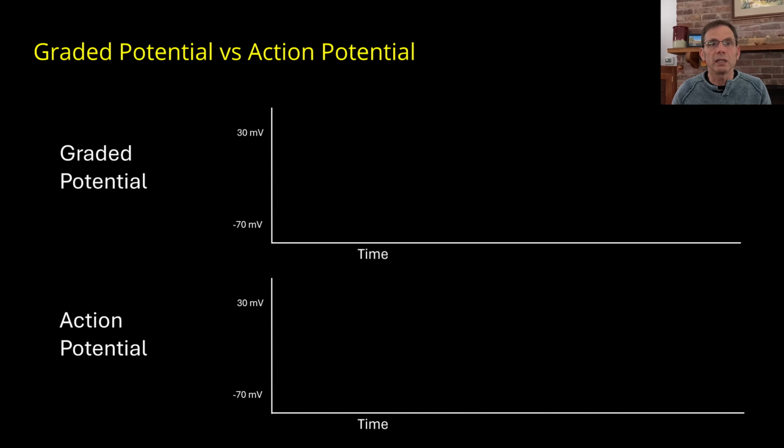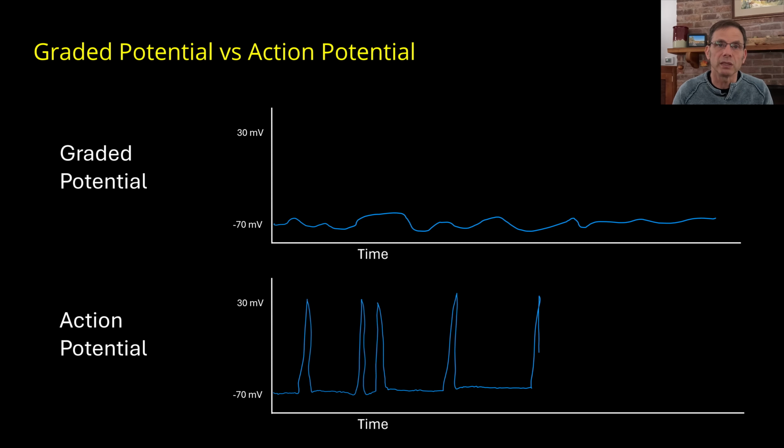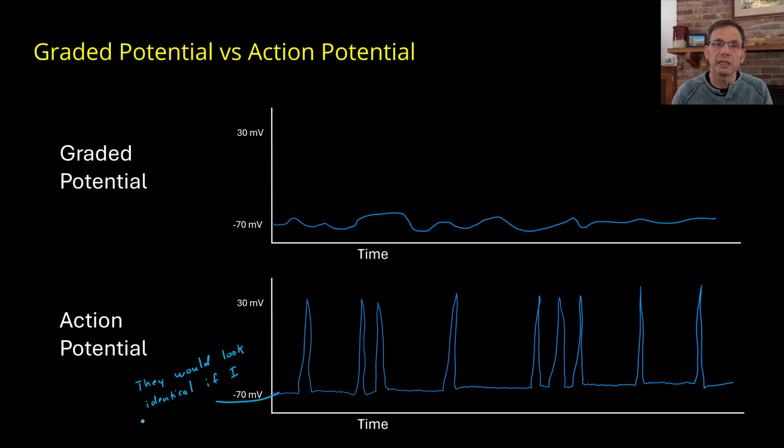So if we look at a graph of a lot of graded potentials in a neuron, this can be all over the place. But if we look at a series of action potentials, you can see that every action potential is the same size and the same duration. Action potentials happen at different frequencies, but every action potential looks the same.